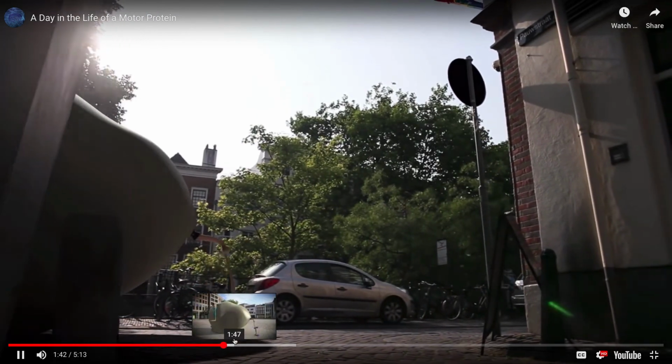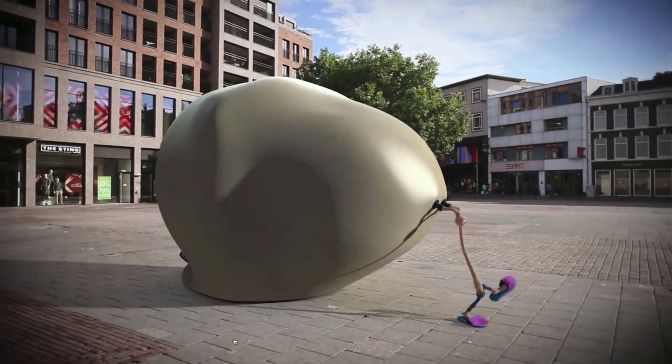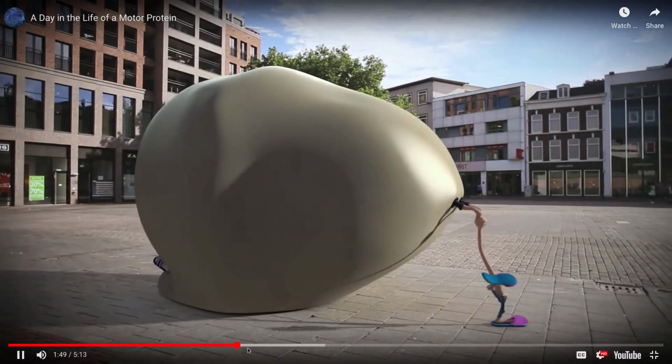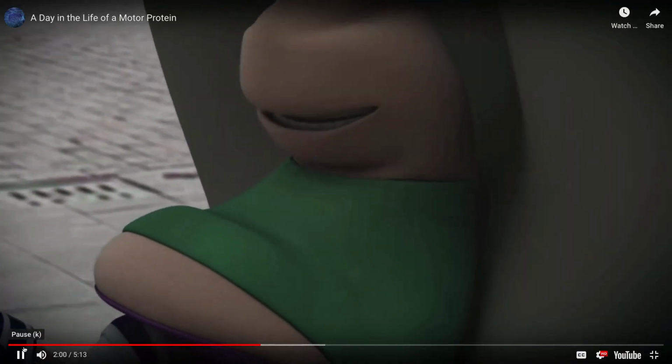So if you carefully look at that, suppose a kinesin is moving, and what I'm saying, so right here, now see how it is true.